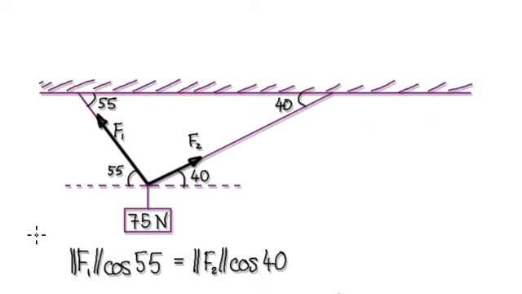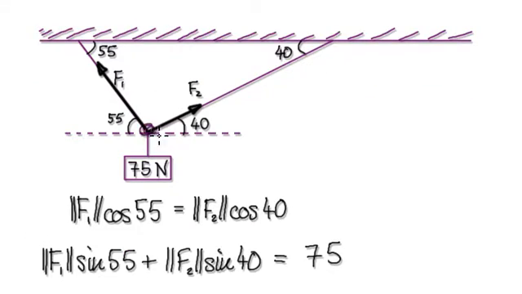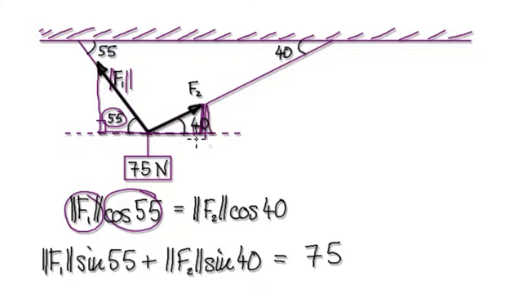Okay, so to do this, focus your mind onto this central point. The whole system's in equilibrium, so the force pulling it to the left must be equal to the force pulling it to the right. The force pulling it to the left, using this right angle triangle here, would be the magnitude of this times cos 55, and then pulling to the right, using this right angle triangle here, would be the magnitude of this times cos.